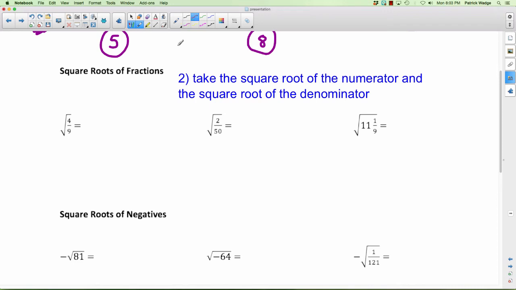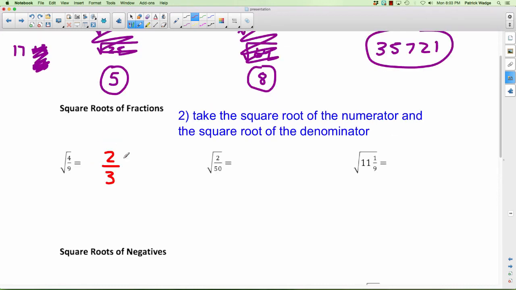We're going to take the square root of the top number, the numerator. What's the square root of 4? What number multiplies by itself to get 4? 2. 2 times 2 is 4. Okay? Now we take the square root of the bottom number, the denominator. What number multiplies by itself to give 9? 3. 3 times 3 is 9.